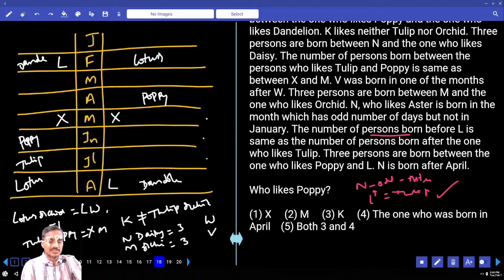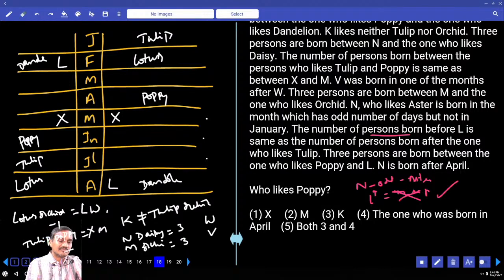Right? And in this one, number of persons, L is here, so tulip must be here. L and tulip, this has been done. Then next one, L and W. L and W equals to lotus and orchid. And tulip and poppy. Tulip and poppy, how many persons are there? Tulip and poppy, they are adjacent to each other.